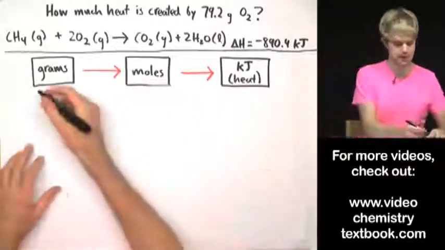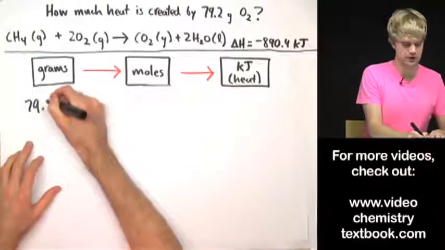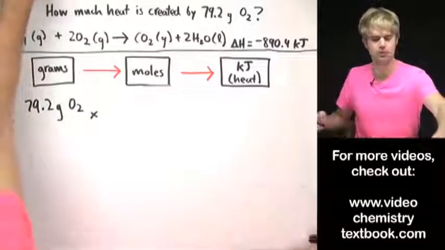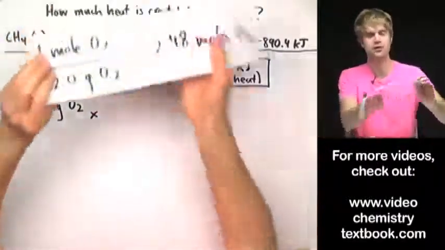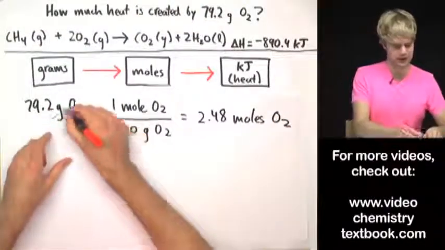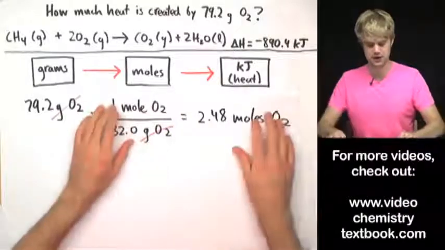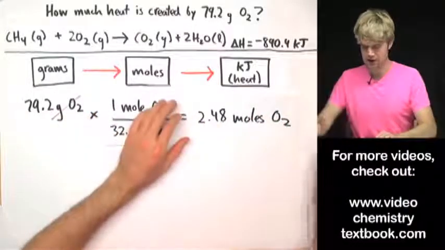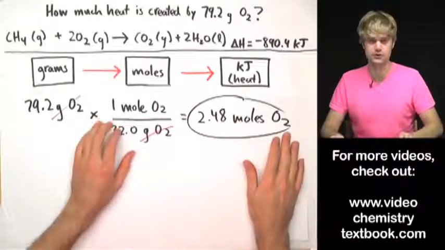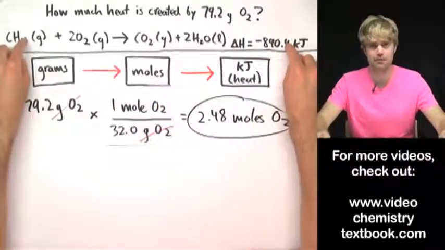Okay, so the first step is, we'll do this really fast, 79.2 grams O2. Multiply that by a conversion factor that includes the molecular weight. Grams of O2 cancels out because grams of O2 is down here. We do the math and we end up with 2.48 moles of O2. Now we can go up and look at this equation.